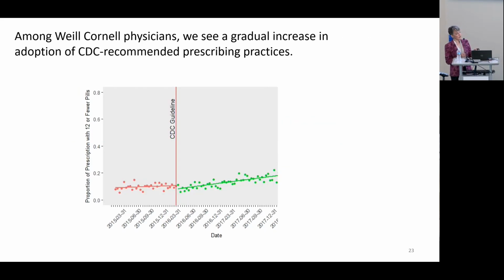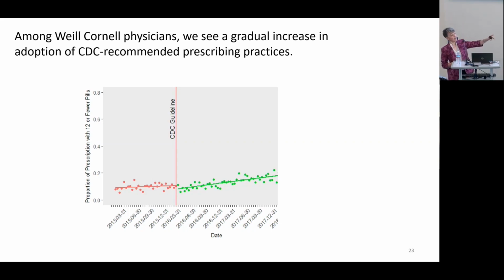We can see that the vertical line there is when the CDC guideline was published, and the lines here are the proportion of Weill Cornell ambulatory prescriptions that followed this guideline, that would have been in compliance if the guideline had been in existence at that point. And this is a fairly strict interpretation of the guidelines. These are patients who walked out the door with new opioid prescriptions of 3 days or less. So that's a pretty strict interpretation.